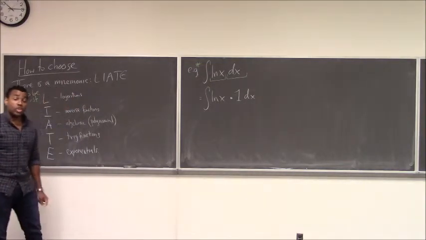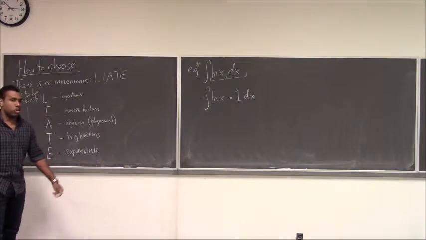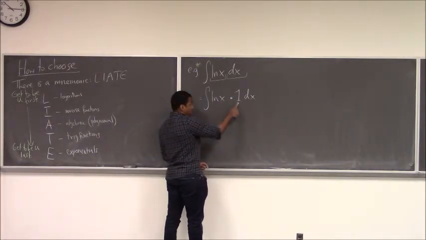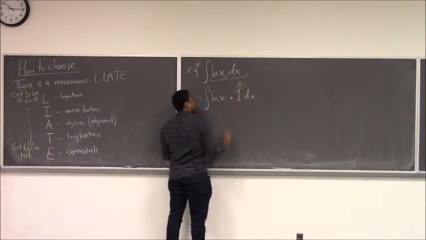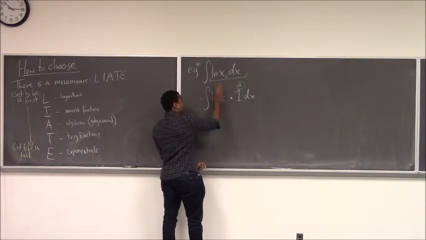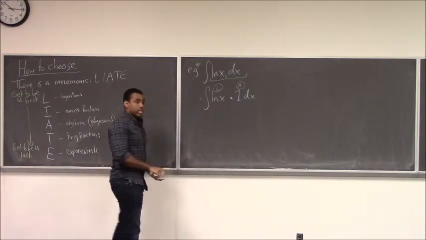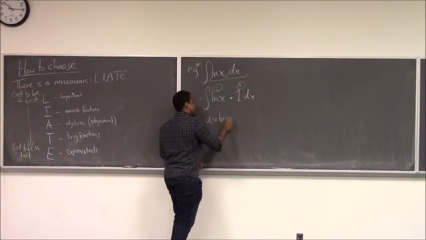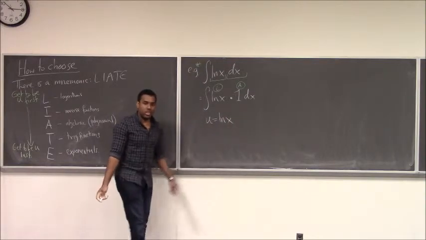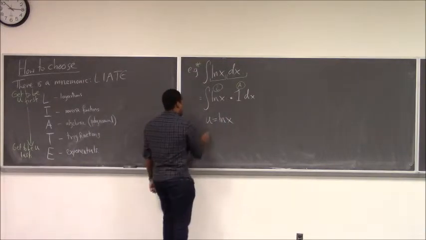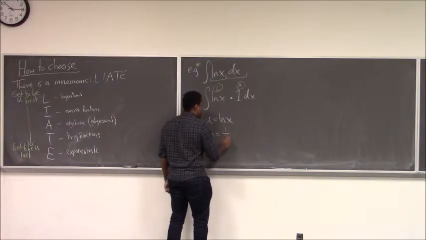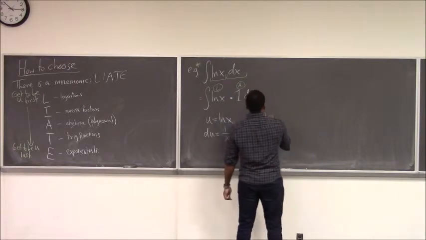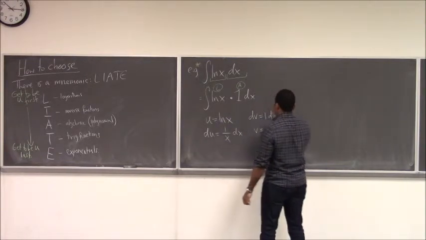So that can work. You can create another part by using the number 1. And so that 1 is a polynomial, so that's an A. ln is a logarithm, that's an L. According to LIATE, that guy gets to be the u, which is kind of obvious because you don't know how to integrate it, so it could never be the dv at this point. The du is of course going to be 1 over x dx. And if my dv is 1 dx, my v is going to be x.